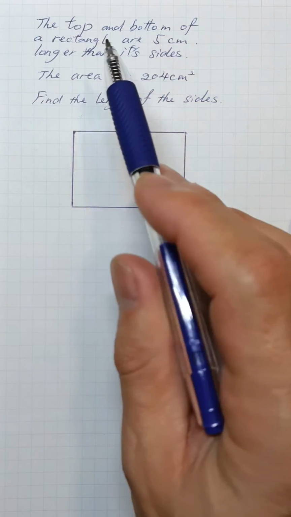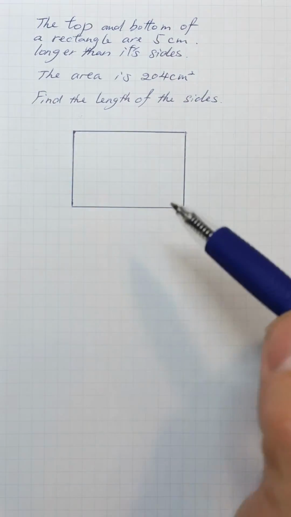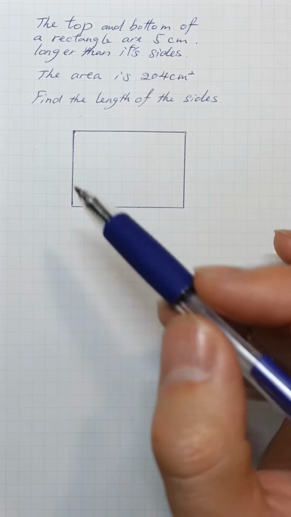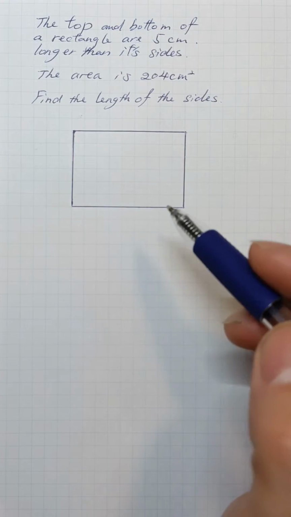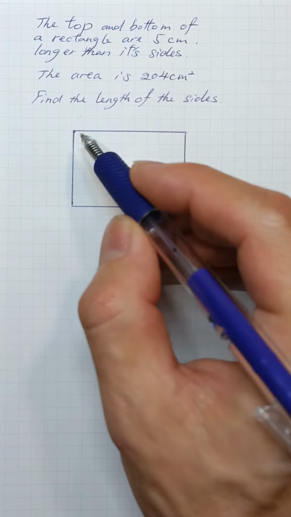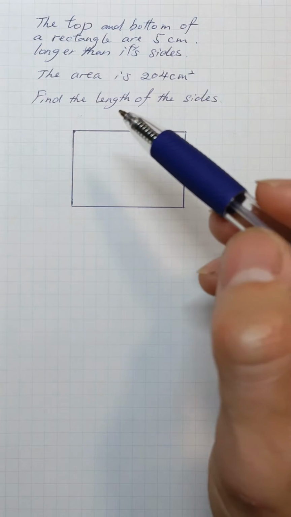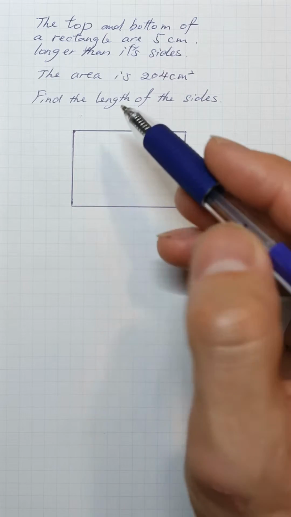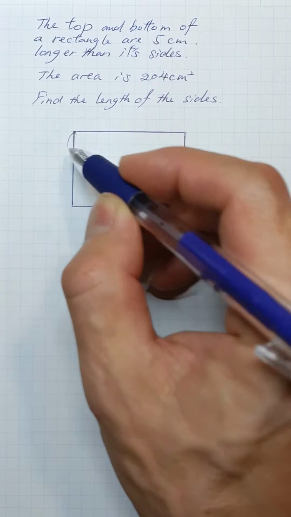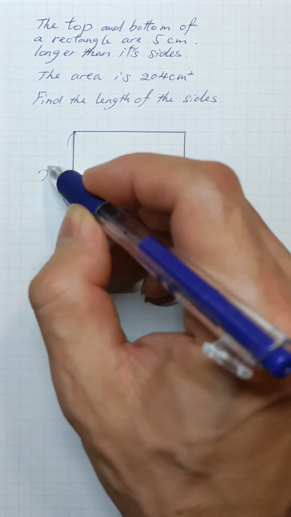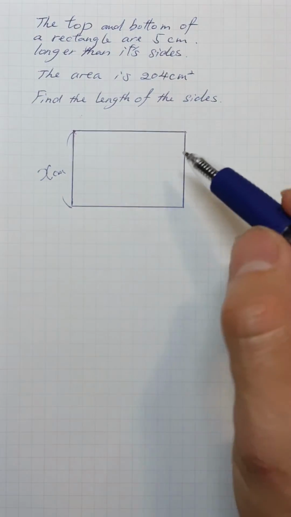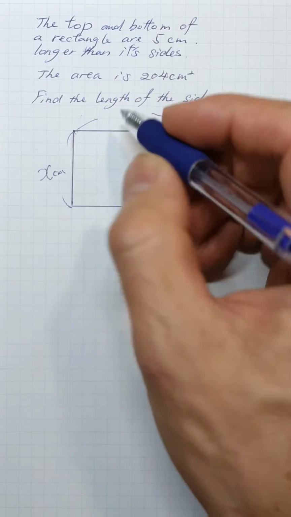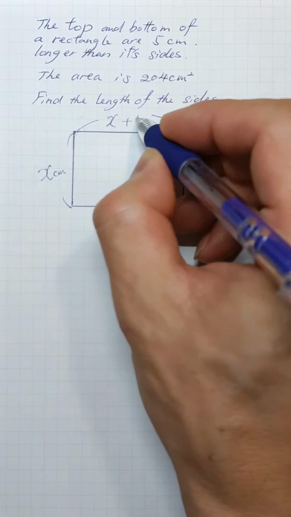Whenever you see this kind of question, I recommend you draw a diagram, then write the information in the diagram, okay? Another point is I prefer to label x on the shorter side. So if I label this side as x centimeters, then the longer side is 5 centimeters longer than this side, which is x plus 5, isn't it?